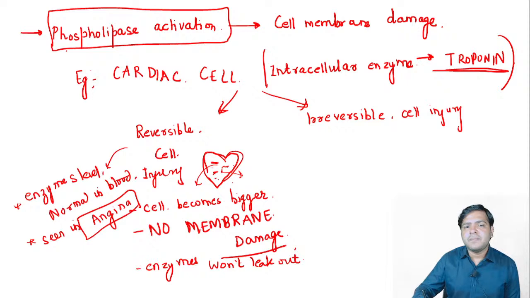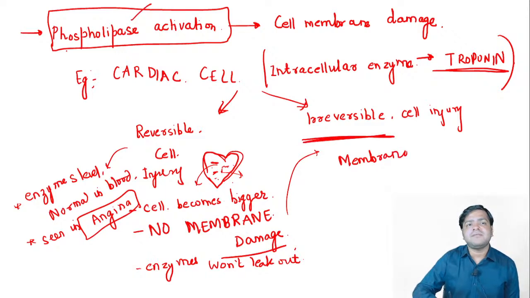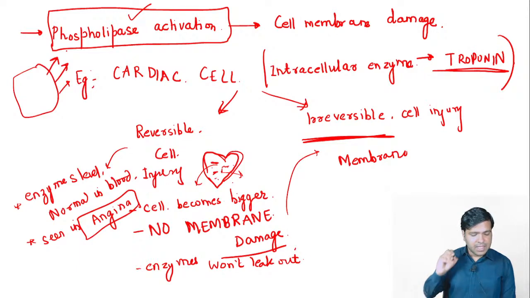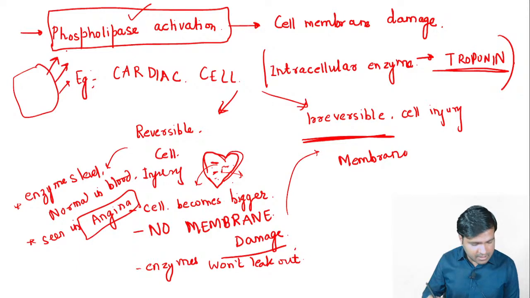In irreversible, what will happen? The membrane will be damaged. Why? Because in irreversible cell injury, there is phospholipase activation. And what is the membrane made of? It is made of phospholipids. Yeah, Shivansh, it's the acute pain in the chest, less blood supply to the heart. Yes, everyone, very good. Demand and supply is deficit. Perfect, there's an imbalance between the two.